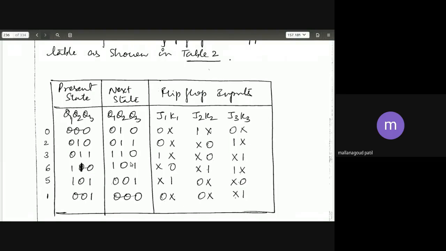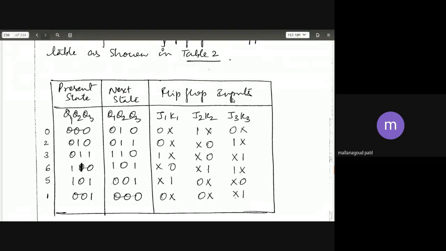Or you can see here. Concentrate on the cursor. 0 to 2, 2 to 3, 3 to 6, 6 to 5, 5 to 1, 1 to next 0. Same. You go for the steps. Here it is written already clearly. Do you have any doubt for present state and next state from the given problem statement? This is very much important. Without that, you cannot design the counter.